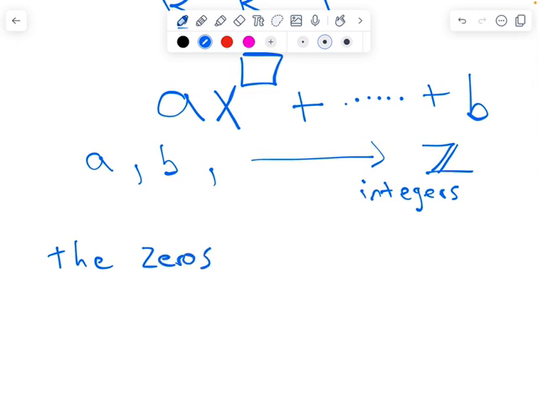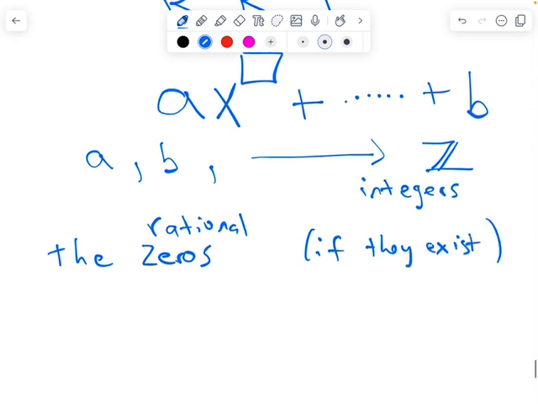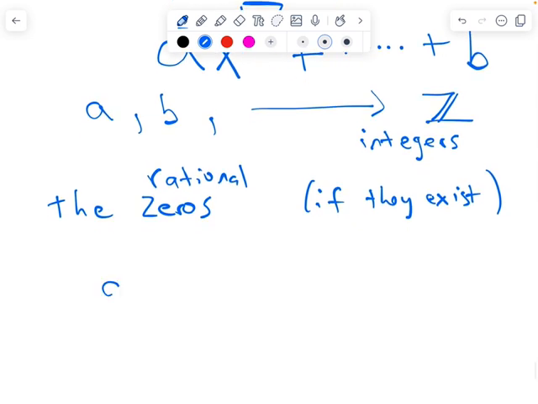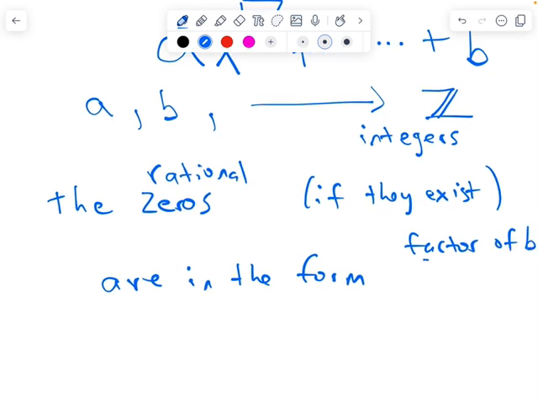So the zeros, I'm going to say the rational zeros, if they exist, and again, they might not exist, but the rational zeros, if they exist, are in the form of a factor of b over a factor of a, with a plus and minus. Okay, so let's go through an example.